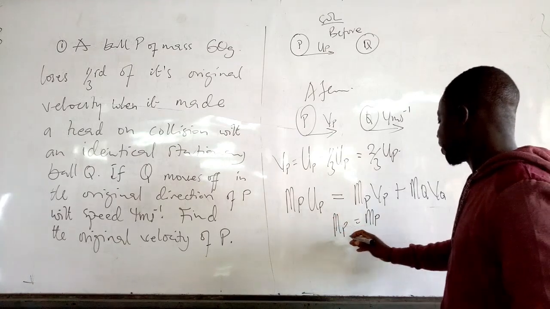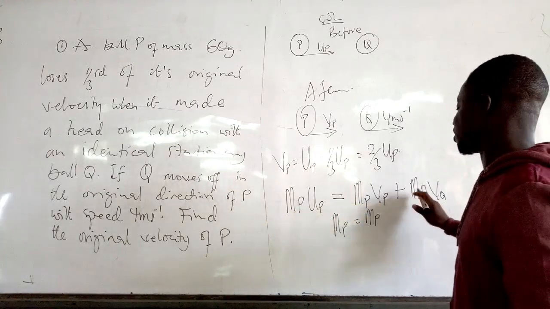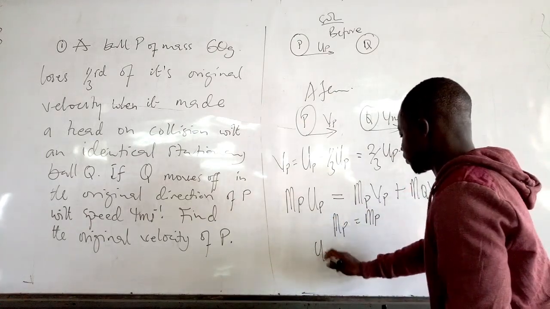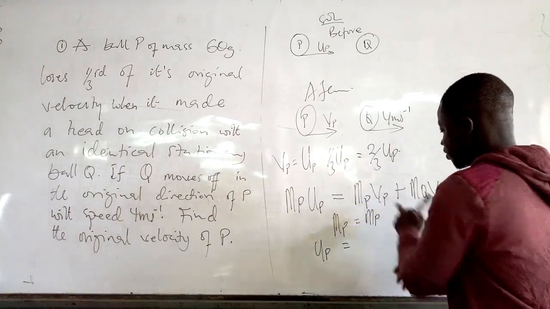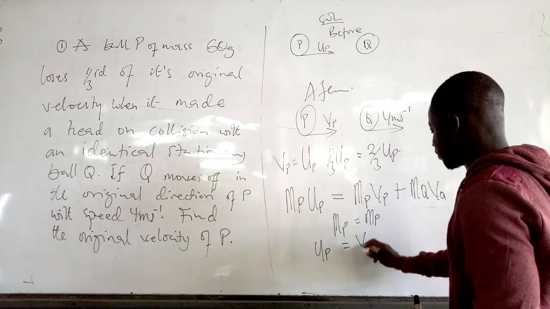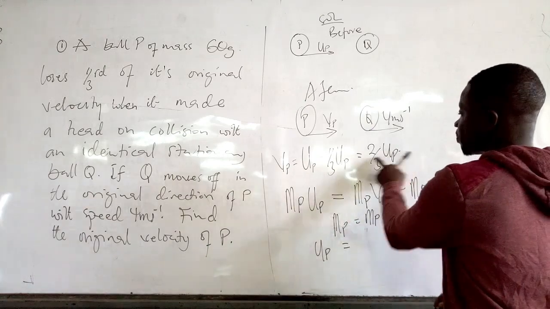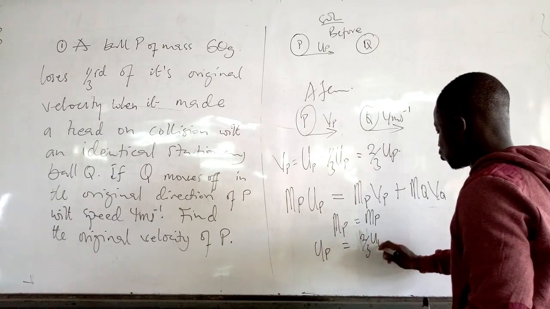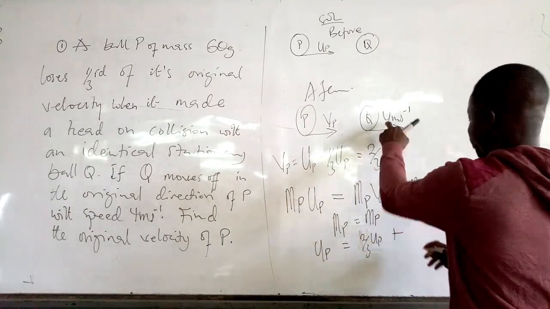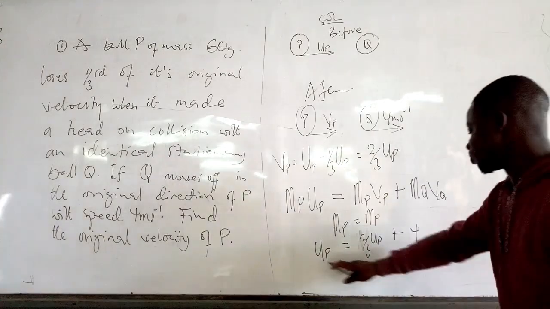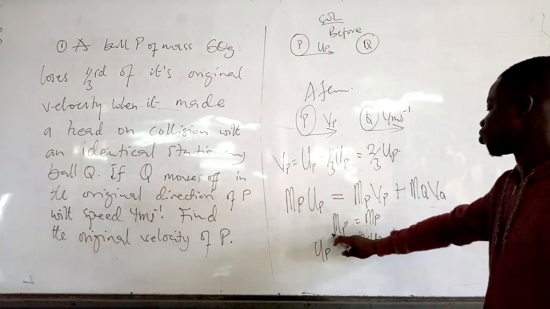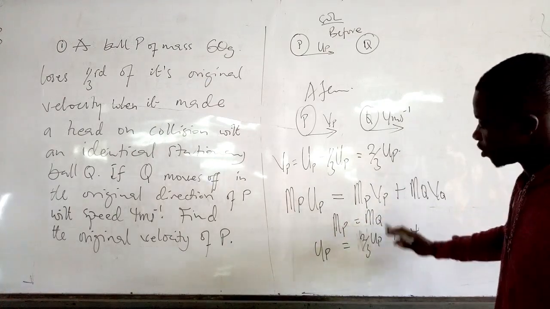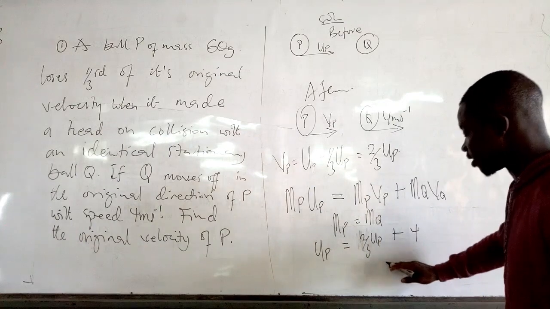For that matter, all the masses will cancel out, and finally we get Up is equal to Vp, but you know Vp is given by this. That will give me 2/3 Up plus VQ, which is 4. Then we solve. Remember that the mass will cancel out because MP is equal to MQ. So the masses will cancel out. That is why the final equation has become like this.